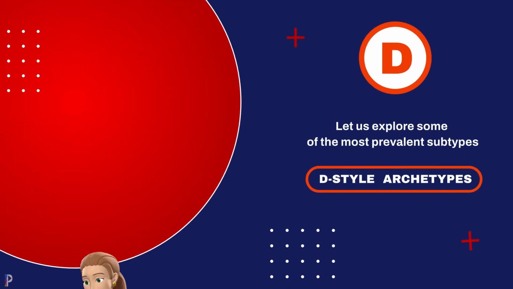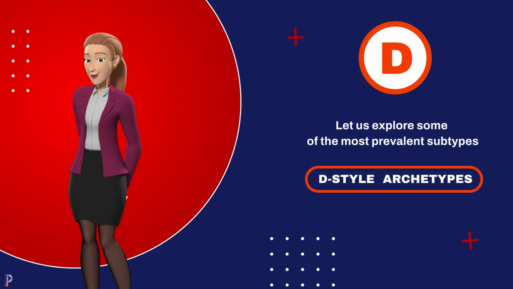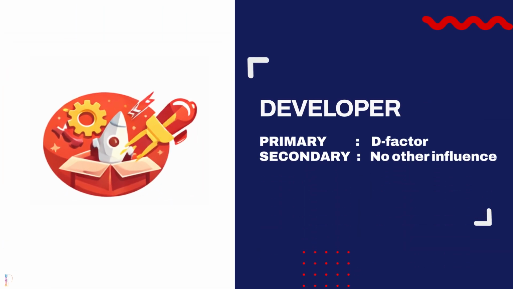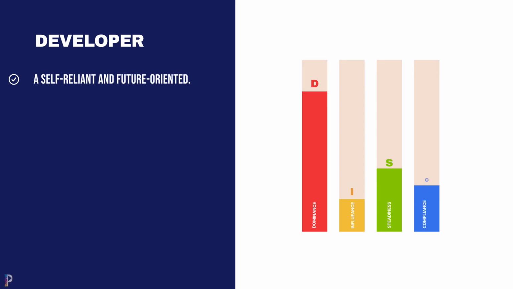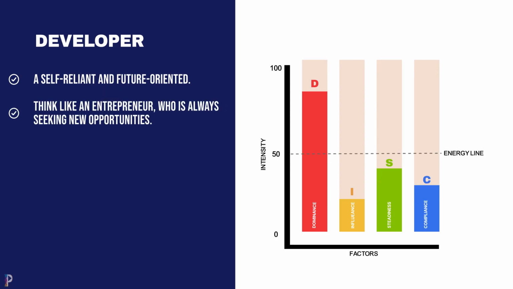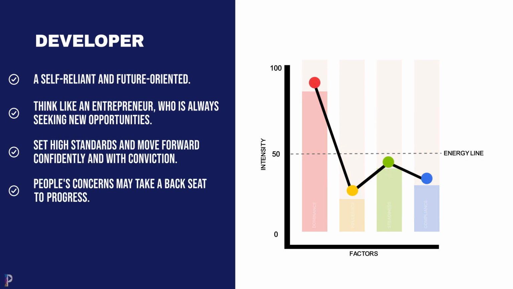Now that you have a good grasp of your DISC profile, let's explore some of the most common archetypes and what makes them special, especially those related to the D style. If the D factor is the dominant factor, with no clear secondary influence, you are the developer archetype. You are recognized as a self-reliant and future-oriented individual. You think like an entrepreneur and are always seeking new opportunities. You set high standards and move forward confidently. However, people's concerns may take a back seat to progress.